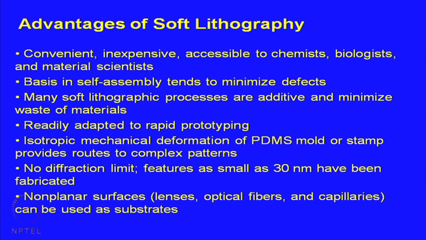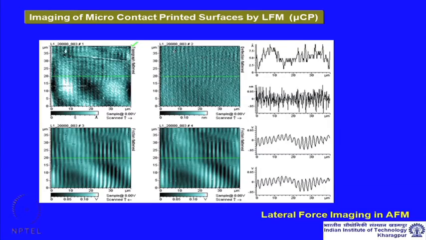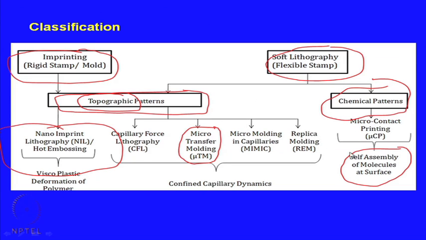So that brings us to the end of our discussion on soft lithographic techniques. I will quickly revisit this classification slide again, and you now see that, based on the last 6 lectures we have spent, we understand the different aspects of different types of soft lithography methods. We now understand the imprinting as well as the soft lithography group of techniques, and we also understand the different methods available for topographic patterning as well as for generating chemical patterns.